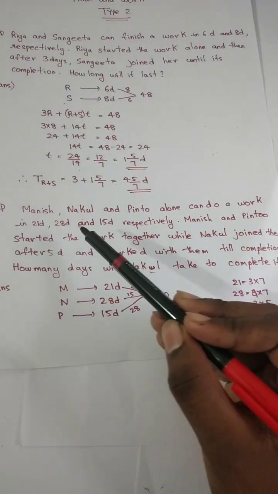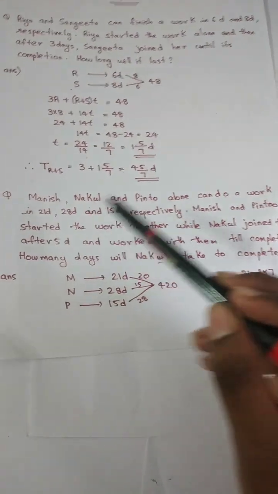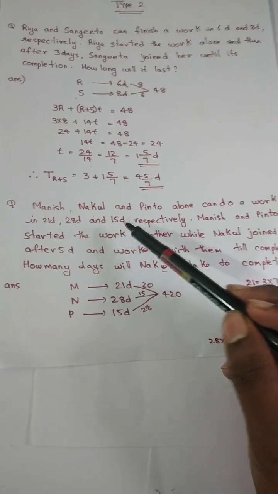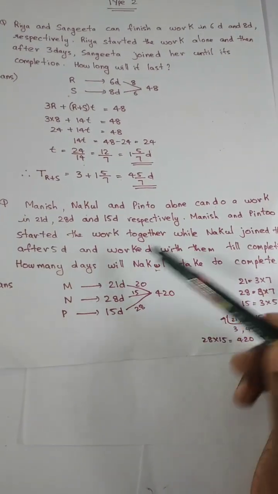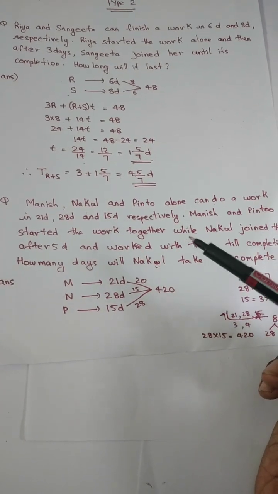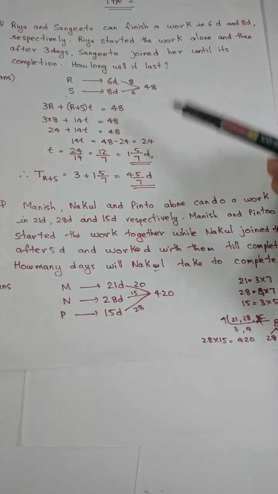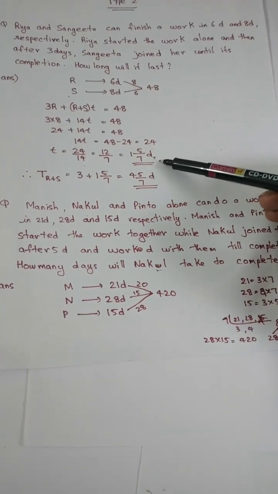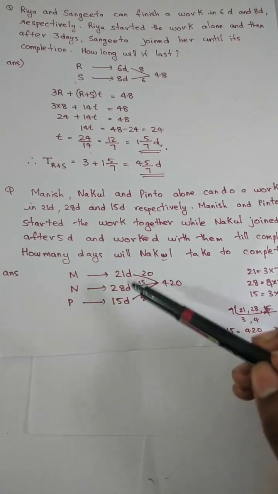So Manish, Nagul and Pindo. Manish worked for 21 days, Nagul worked for 28 days and Pindo worked for 15 days. Manish and Pindo started their work 5 days before Nagul joined them. So we want to find this digit: how many days Nagul worked. This wants to be found. Note this. So we can move on to the question.